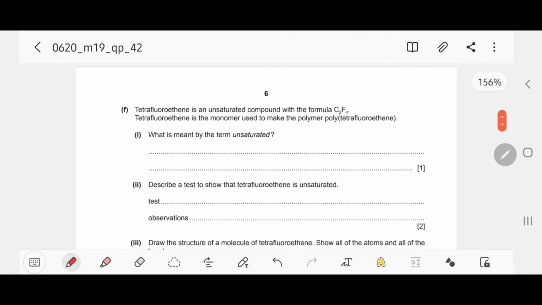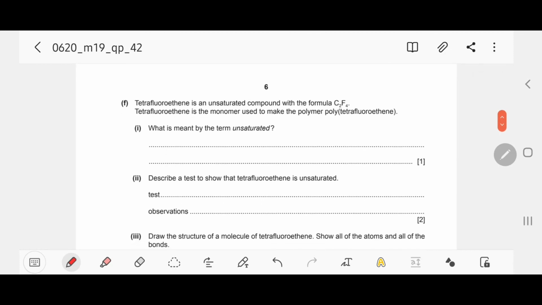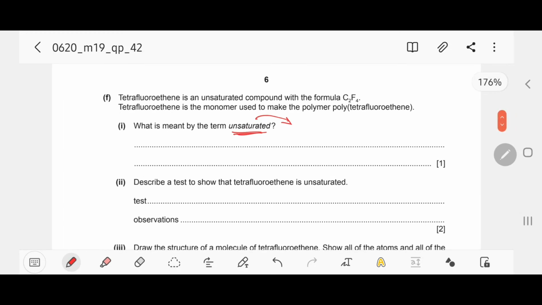So moving on, what is meant by the term unsaturated? Well, the term unsaturated actually means that the compound you are talking about has the carbon-carbon double bond in it. So simply we would write that it means the compound has a carbon-carbon double bond in it. So it's just a simple answer.